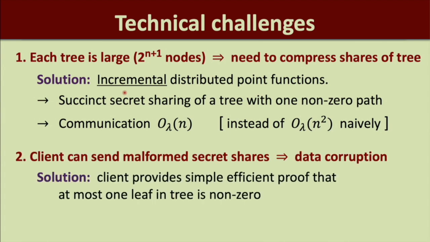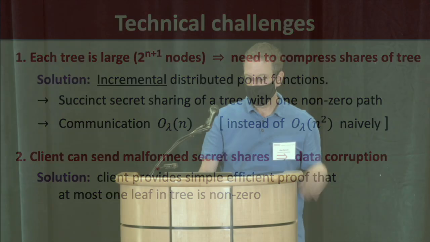So that makes it into a practical protocol. The second problem is that each client can actually send malformed data, right? Each client can send sort of a bogus tree and completely disrupt the entire computation. And so it turns out we can, again, using fairly simple proofs, actually prove that the trees were well formed, and that gives us a robust system that doesn't require too much communication.